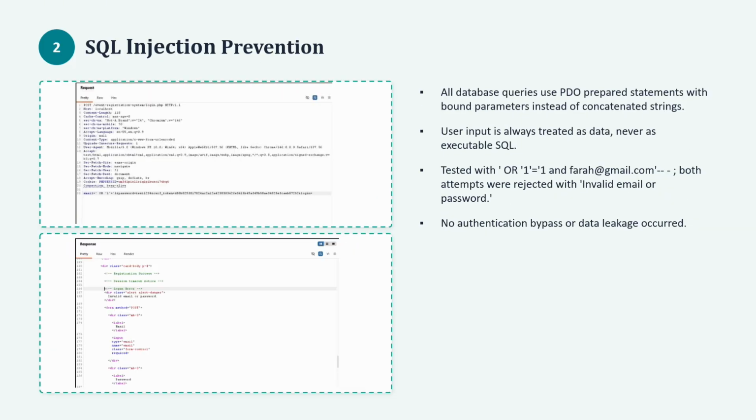Next, SQL injection prevention. All our database queries use prepared statements with bound parameters instead of directly inserting user input into the SQL string. This means user input is always treated as data, never as executable code. We tested this during the audit with payloads like 1=1 and a targeted attempt using a real email address. Both attempts were rejected with the same generic invalid email or password message. No authentication bypass occurred.